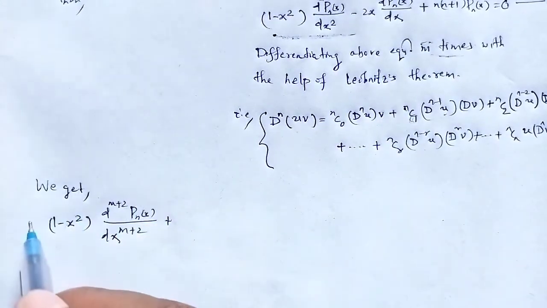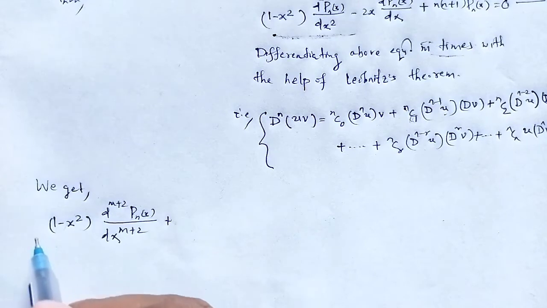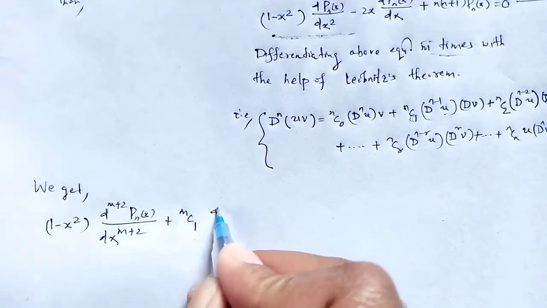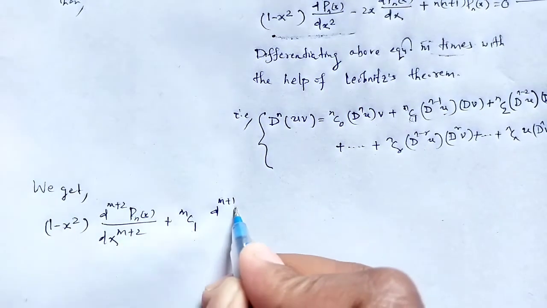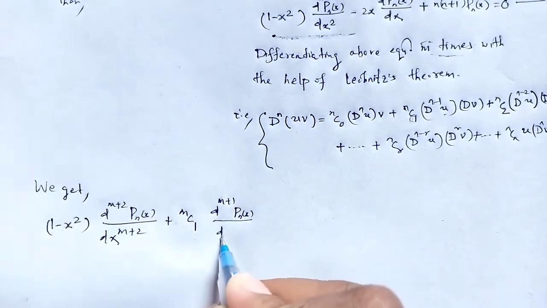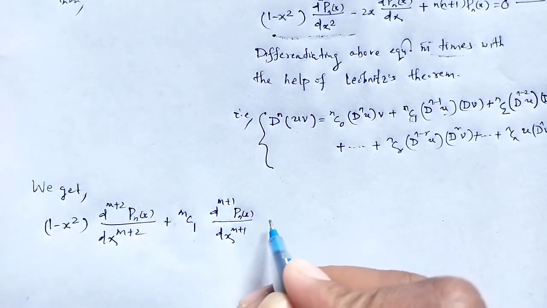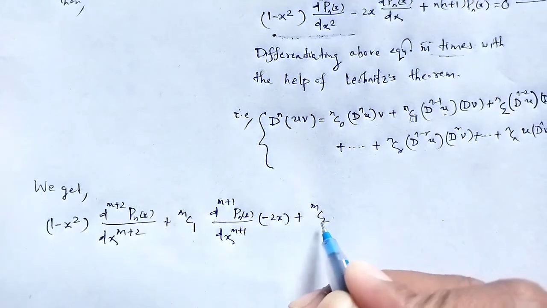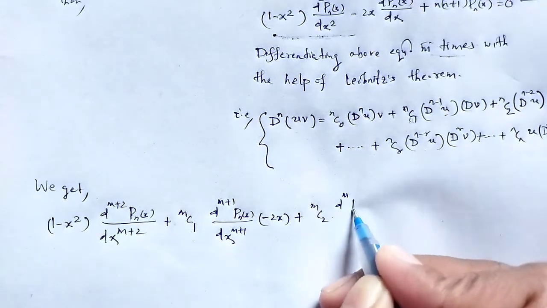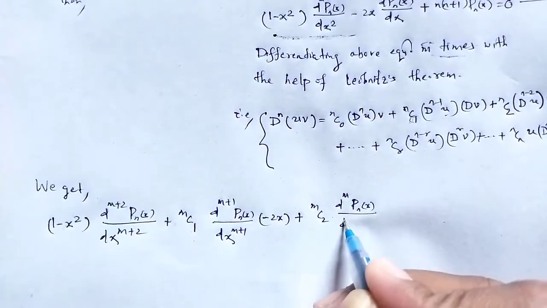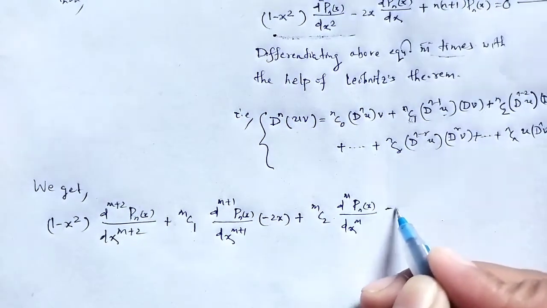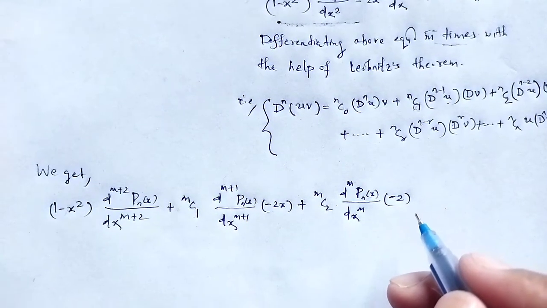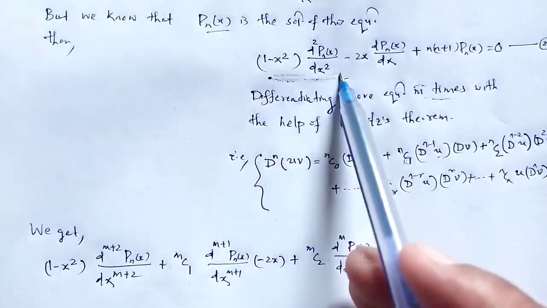Plus mC0, mC0 means 1, mC1 d^(m+1)Pn(x)/dx^(m+1) into minus 2x, plus mC2 d^m Pn(x)/dx^m into minus 2. This is the first term.